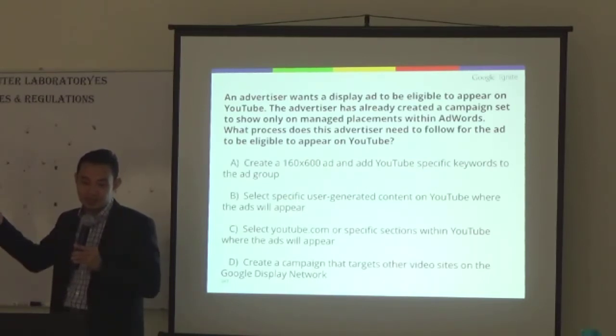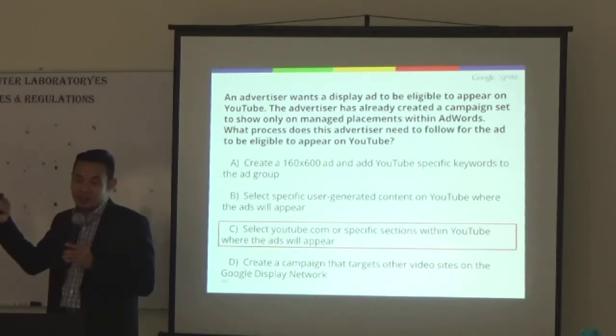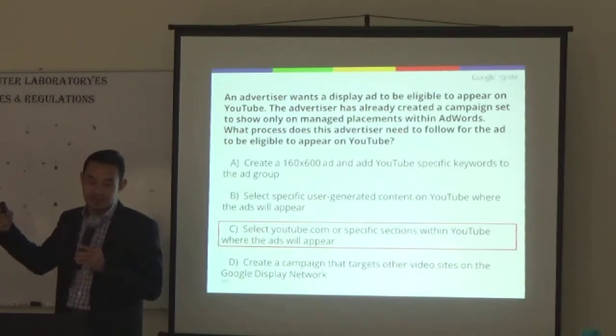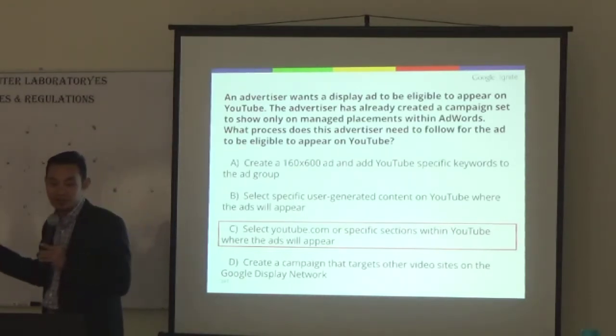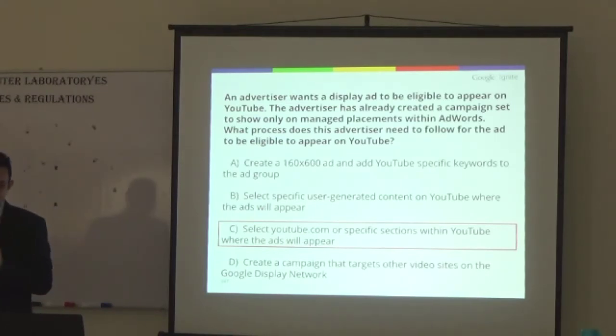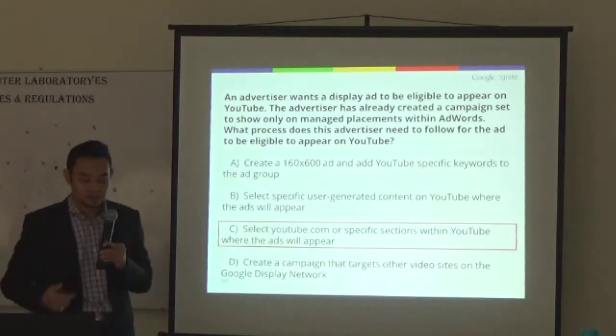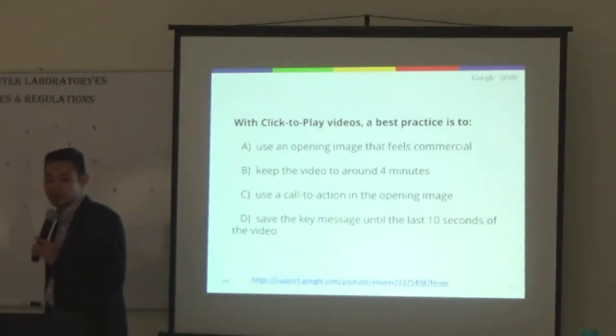B. Select specific user generated content or UGC on YouTube. Or C. Select YouTube or specific sections within YouTube. All you have to do right now is to select within the YouTube site. Okay, you have to choose. Using managed placement is good, but you need to choose. Okay, I want to select youtube.com, and then I need to select what kind of topics related to YouTube that he wants the ads to appear. Yeah.